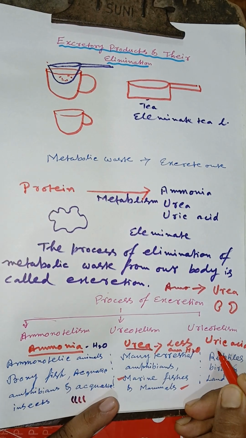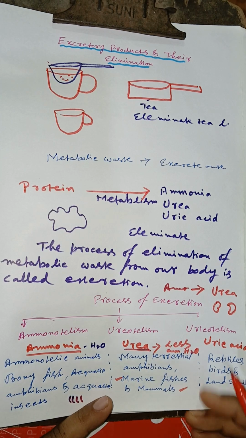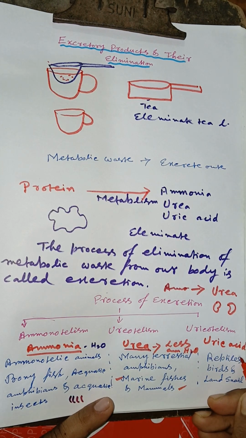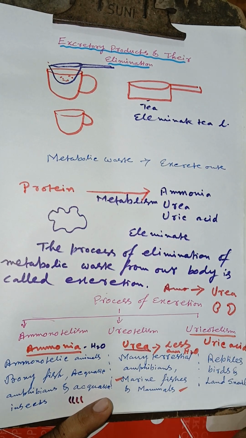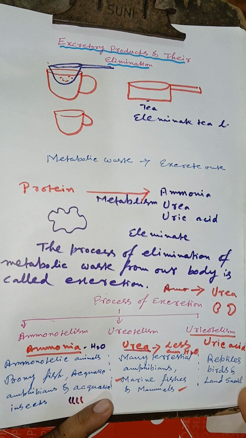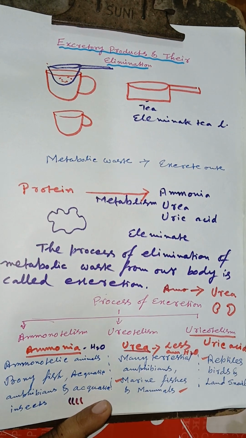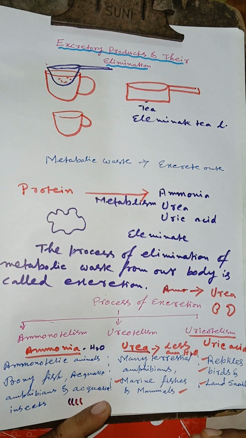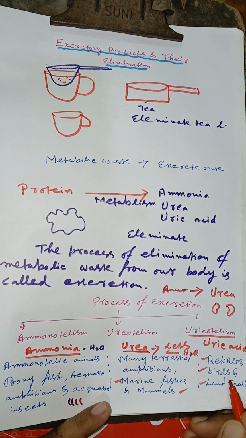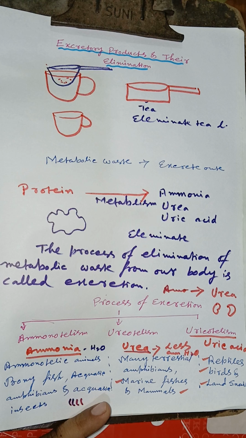You know, the animals which excrete uric acid from their body are known as uricotelic animals, and their process of excretion is known as uricotelic excretion. Which animals? Reptiles, birds and land snails. Reptiles basically snake, and birds and lizard also.